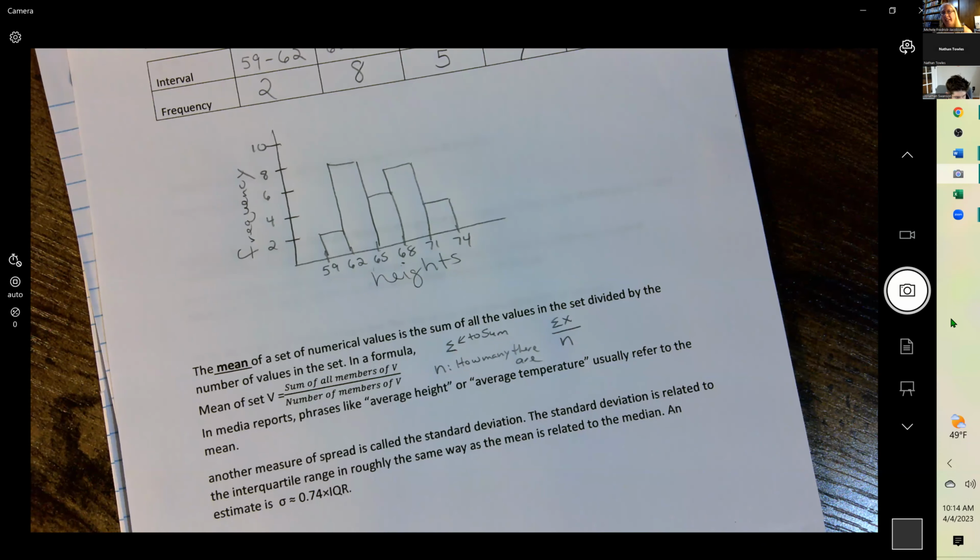And the mean is the average, and that's why it's saying you could use average height, average temperature. So mean is average.